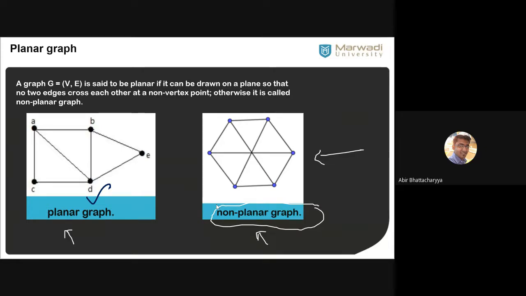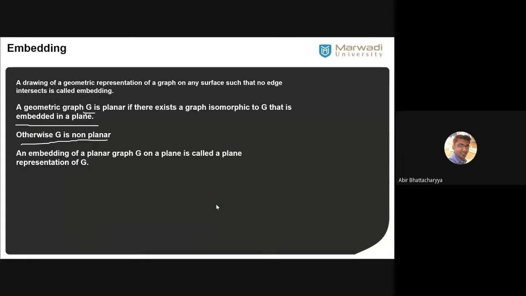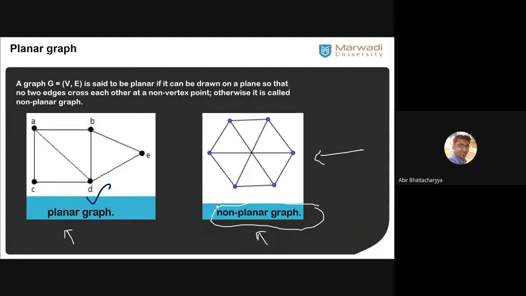One vertex can be planar? Yes, one vertex is an example of a planar graph. Okay. Right. Proceed.